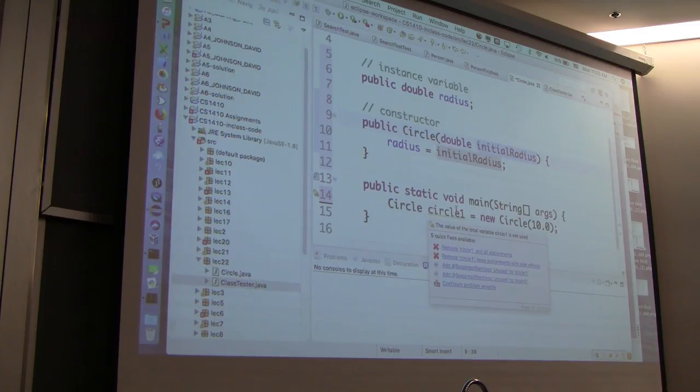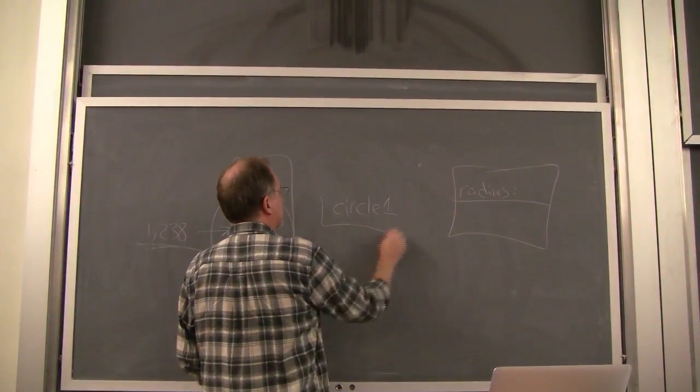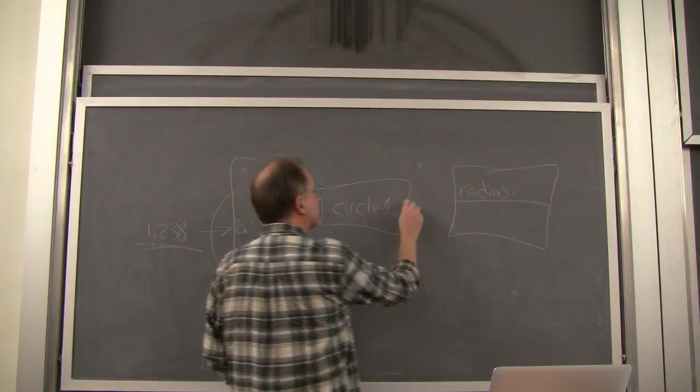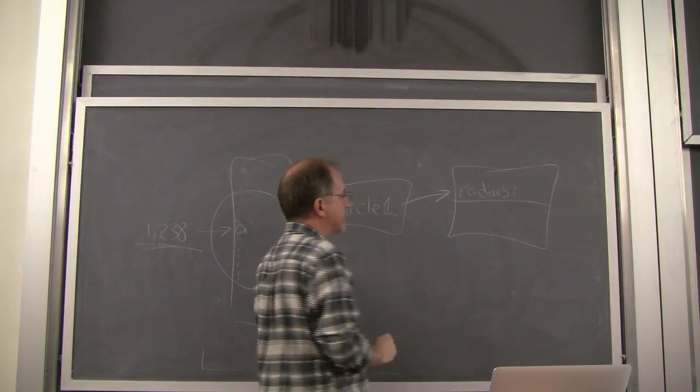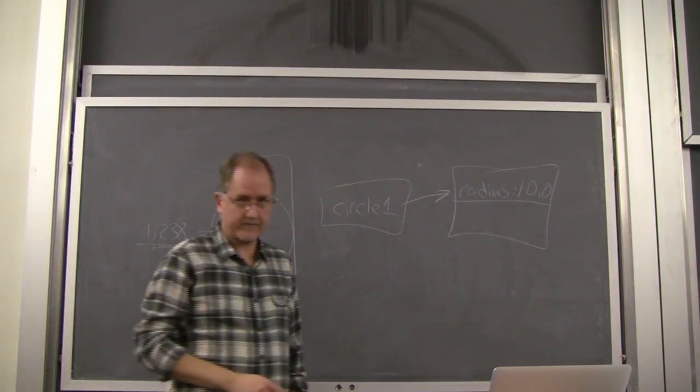So in this case, we would have, again, circle1. That is a reference variable. It references that object we made that has a 10 stored in the radius. Okay?